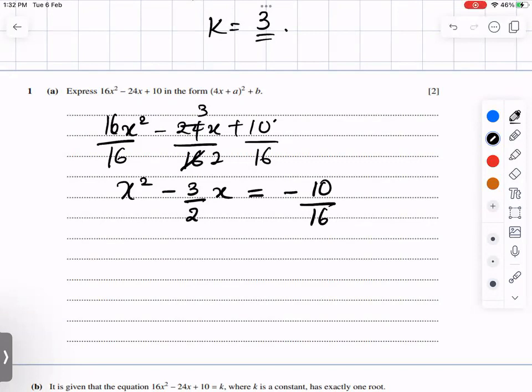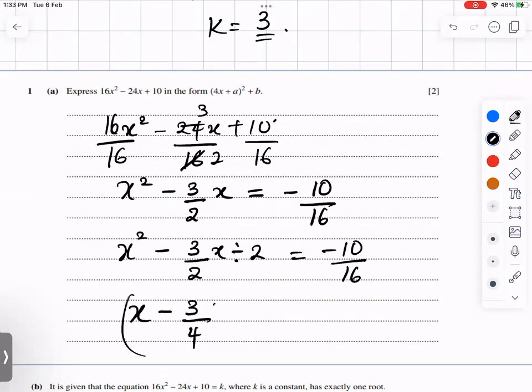So having this gives us x squared minus 3 over 2 x. Remember, in completing the square, you have to divide the coefficient of x by 2. So I divide this by 2, equal to minus 10 over 16. So dividing this by 2 will give me x squared minus 3 over 4, which we can factorize as x minus 3 over 4, squared, equals to what? Minus 10 over 16. And if you remember clearly, whatever you add to this side of your equation should be added to the right-hand side of your equation. So I'll add plus 3 over 4 squared here.